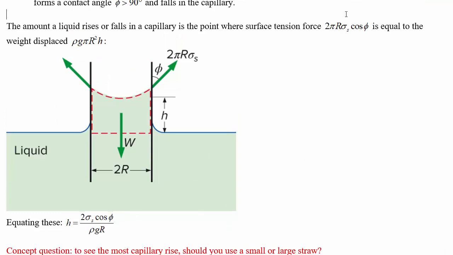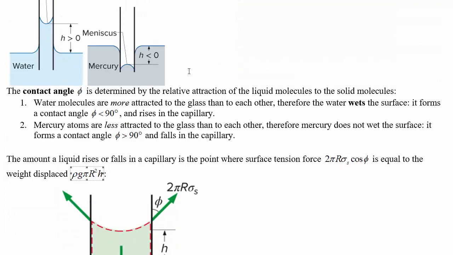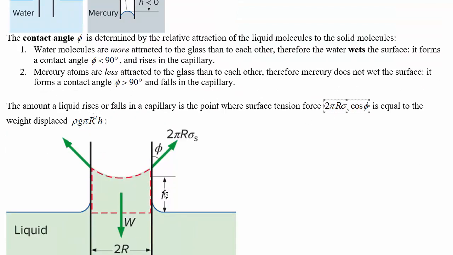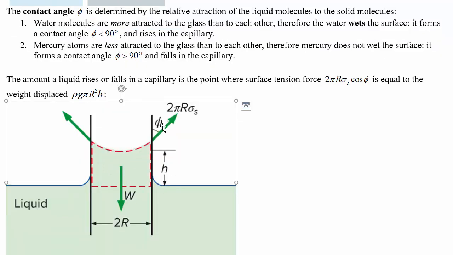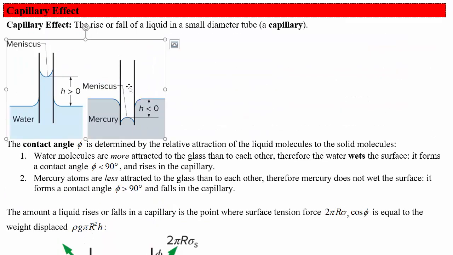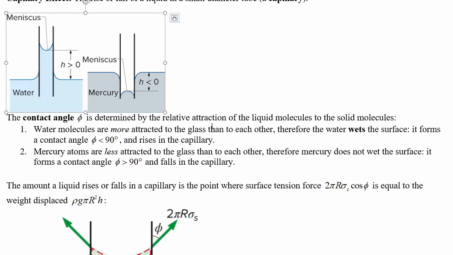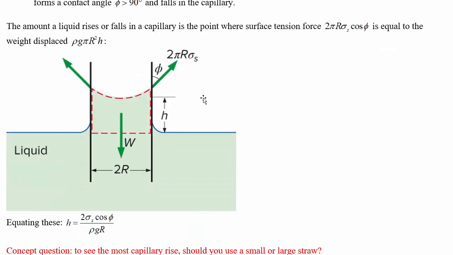Interestingly, this works whether the surface tension was making the water rise in the capillary or fall in it. So whether the contact angle was acute or obtuse. So how does that work? Well, cosine is going to give you a negative sign if theta, or phi rather, is greater than 90 degrees. And that means that we've got the situation of mercury where the capillary rise is actually negative.